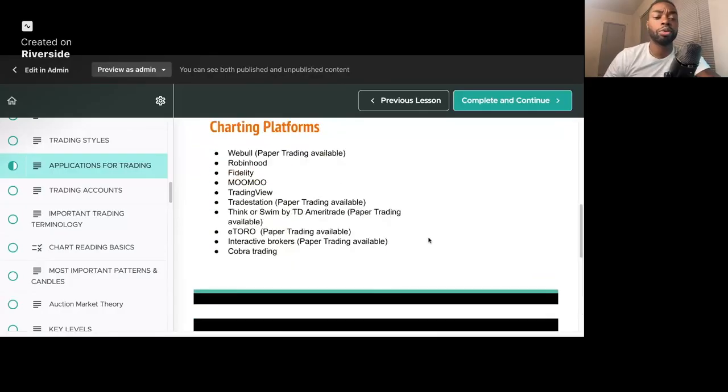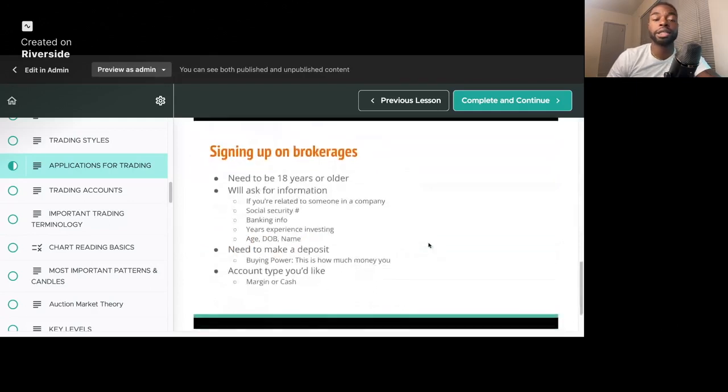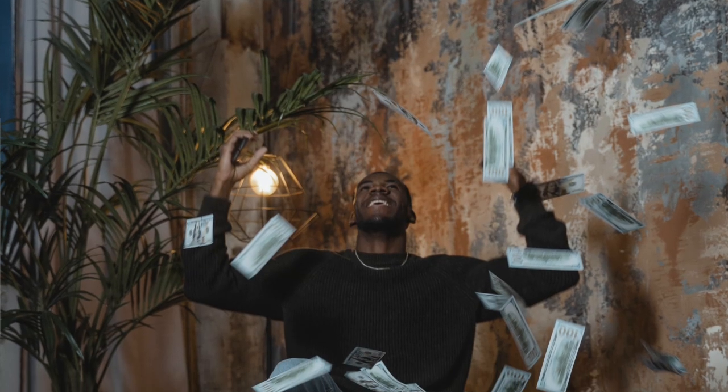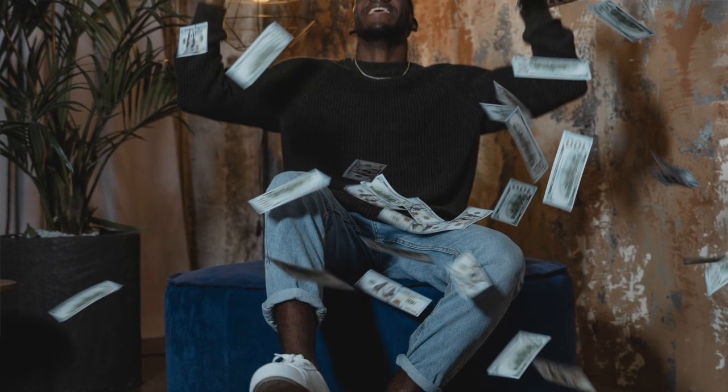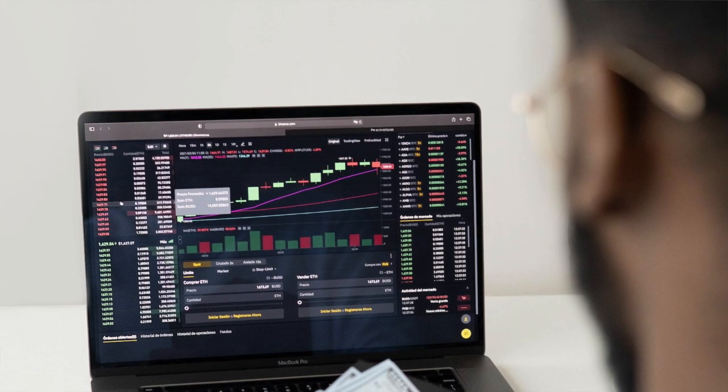So brokerages, again, what is a brokerage? A brokerage is a trading platform. So places where you actually put on a trade. In order to sign up on Robinhood and things like this, you'll need to be at least 18 years or older, and they'll ask you for information like your social security number, your age, date of birth, name, years of experience in investing, and then if you're related to someone in a company, things like that.